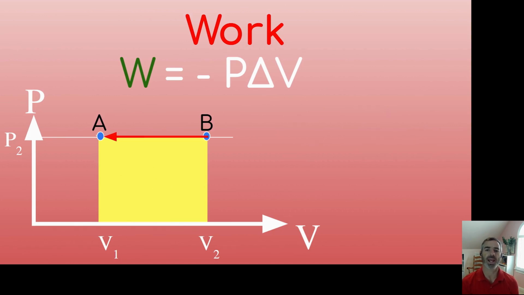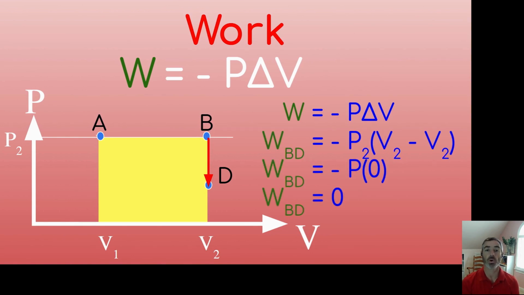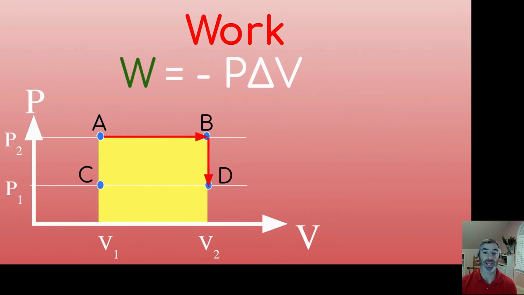Now we can also look at from B to D, and we can calculate the work done from B to D. Well, remember, work done is negative pressure times change in volume. The volume's constant as well, so that gives us a work done that is zero. So when we have an isochoric process, or the volume not changing, that means the work done is going to be zero. If we look at the overall process from A to B to D, the work that's done is just the area underneath the curve.